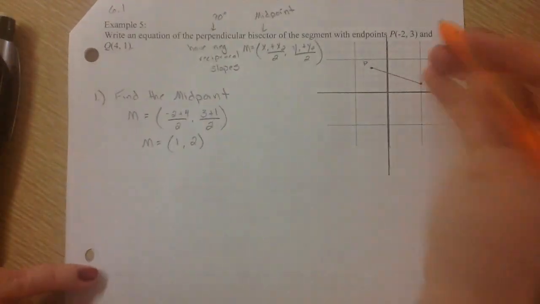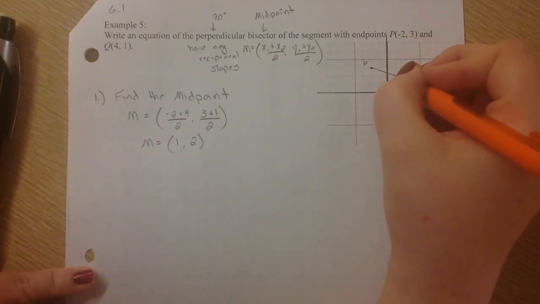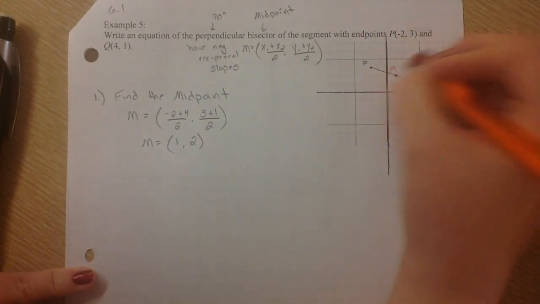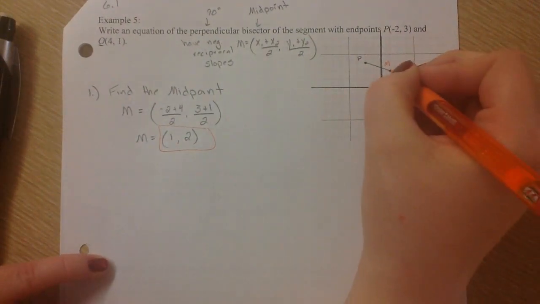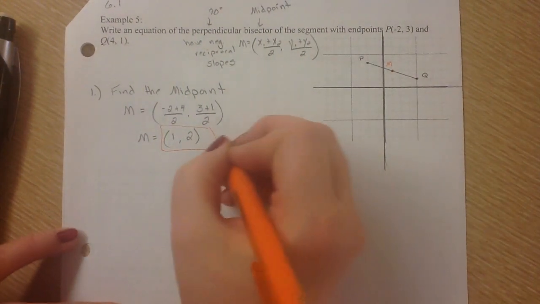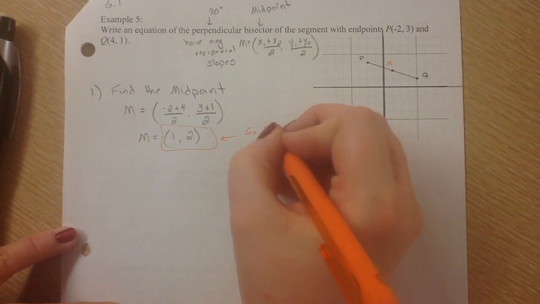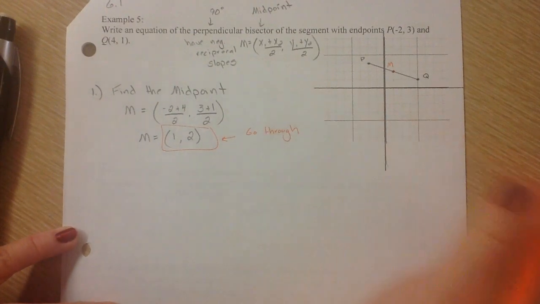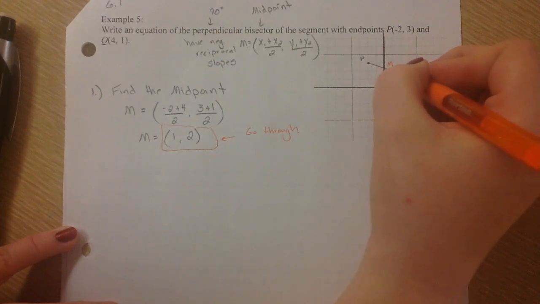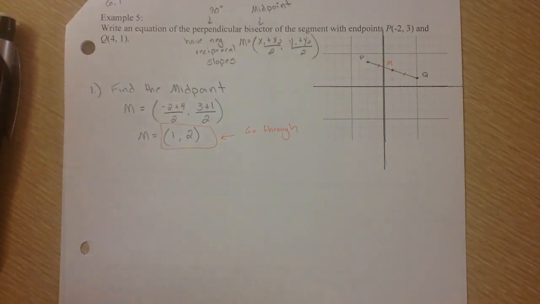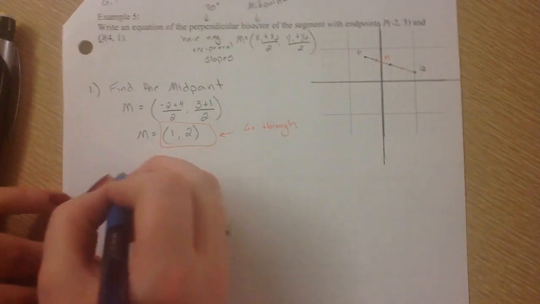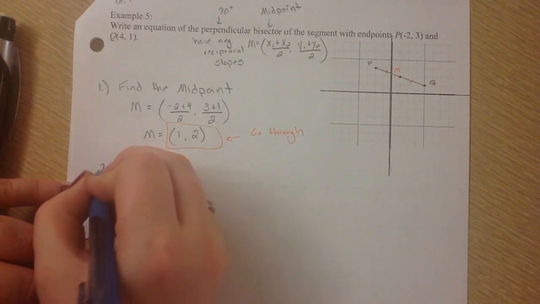I'm going to use a different color. Over 1, up 2, there's my midpoint right there, point 1, 2. So I know I want to go through this point. There I've got my midpoint part down. Now we need to do the perpendicular, so let's grab this color. Now I want to be perpendicular, so I need to get the perpendicular part down.